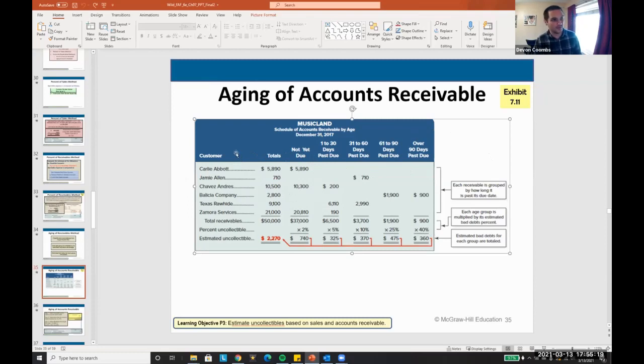And so here we'll see Carly, Chavez, and Zamora each don't owe this money yet, a total of $37,000. And we take a 2% estimate, which will be our $740. We're estimating bad debt allowance for doubtful accounts. And we'll do that for each of these buckets. And so you can see Balsia company is $900. It's 90 days past due. We might say we don't expect to collect most of this money.